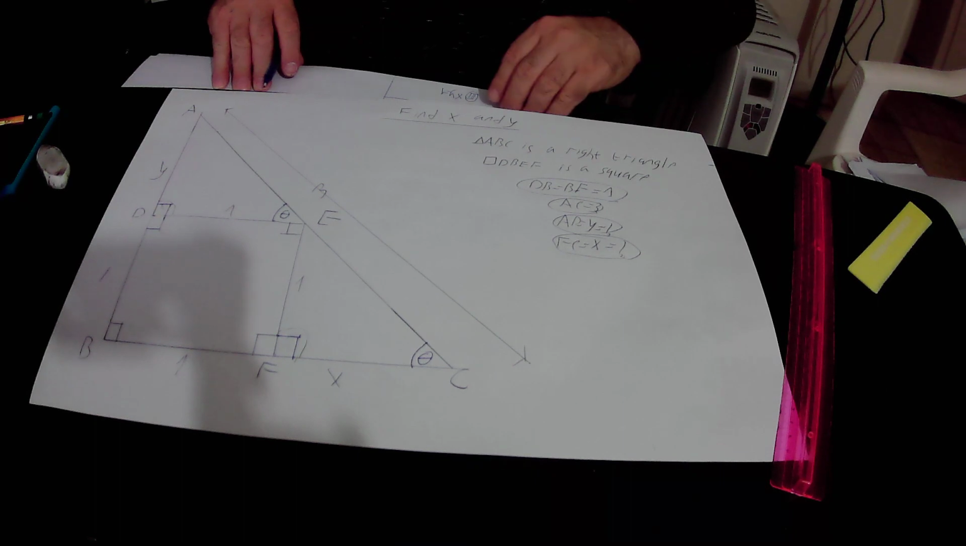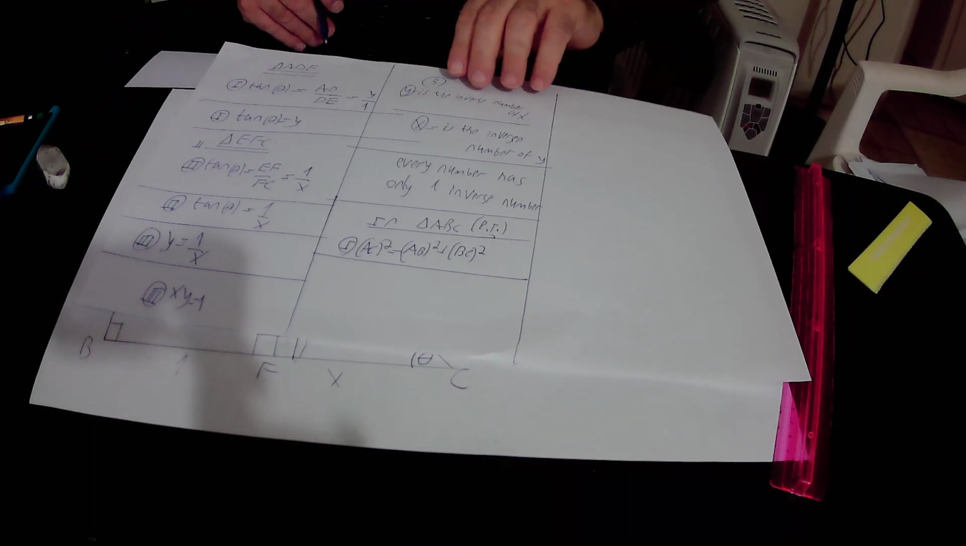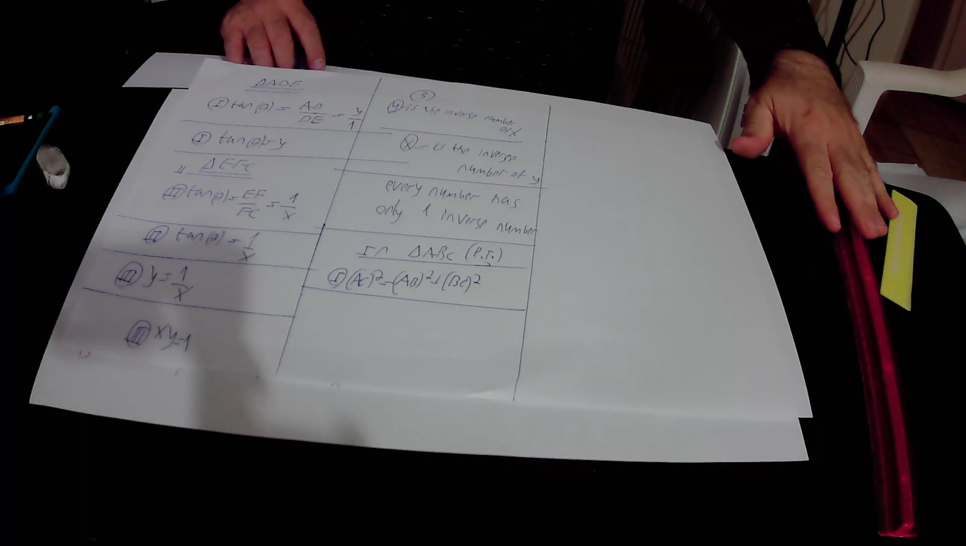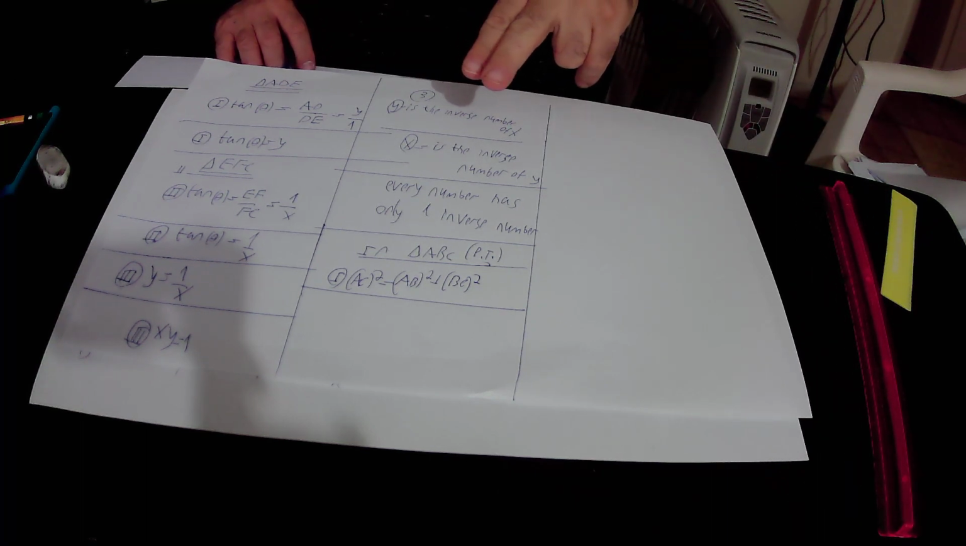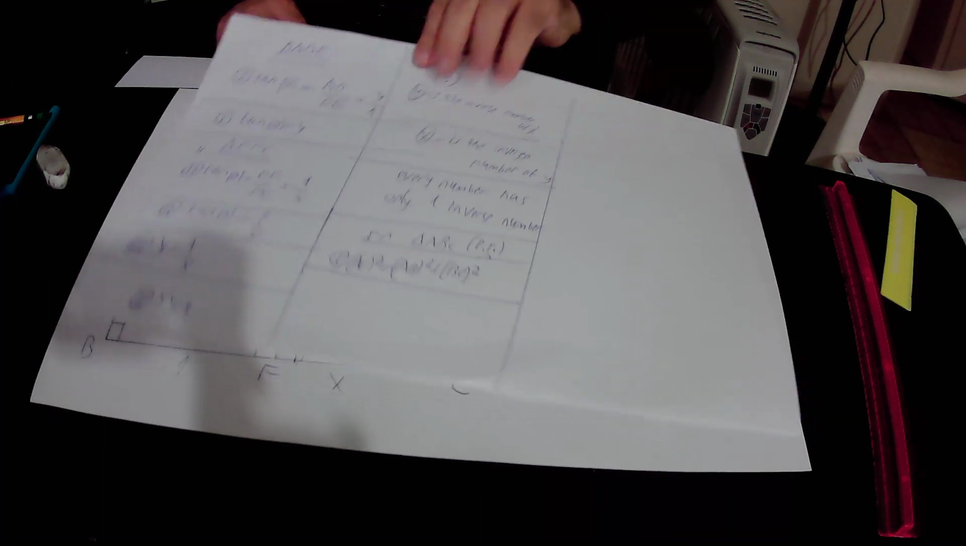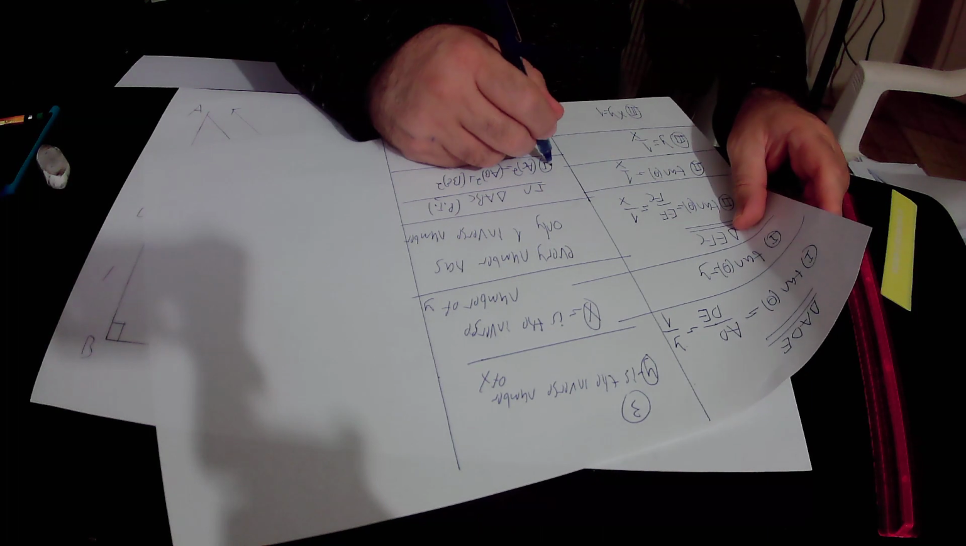I will repeat again. In the right triangle ABC, according to the Pythagoras theorem, the square of the hypotenuse equals the sum of the squares of the perpendiculars, we get that AC squared equals AB squared plus BC squared. This is actually equation number 4.